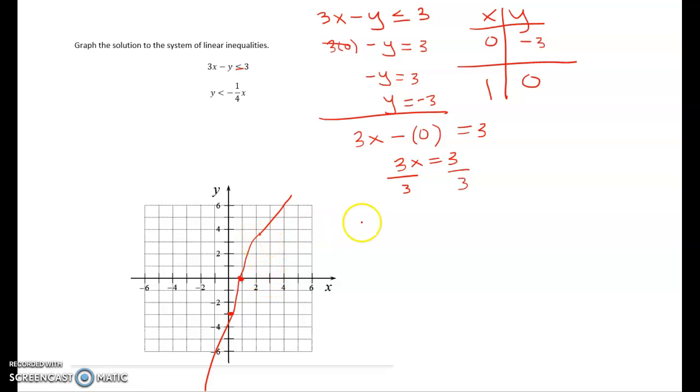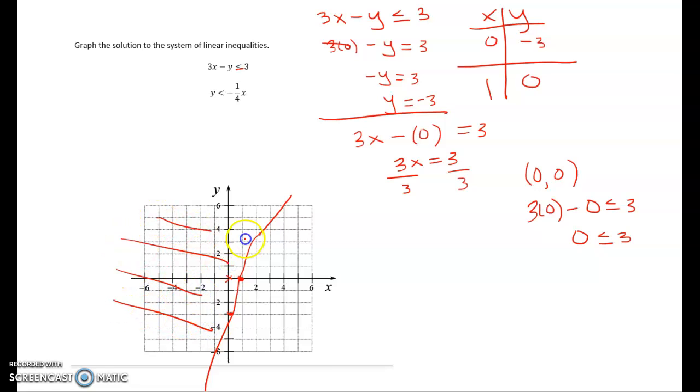So, last but not least, we want to do our shading. Since the line doesn't cross through the point 0, 0, we're going to test that point. So we're going to say, okay, 0, 0, let's plug it in. We have 3 times 0 minus 0 is less than or equal to 3. So basically 0 is less than or equal to 3. Is that true? Is 0 smaller than 3? Well, yes it is. And so we'll have kind of temporary lines right there.